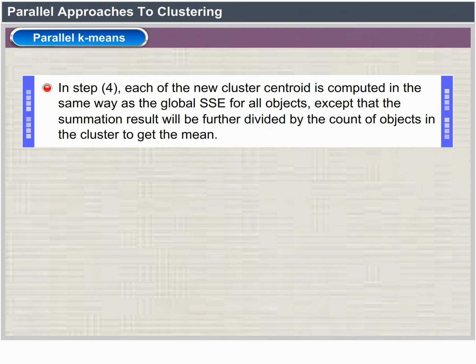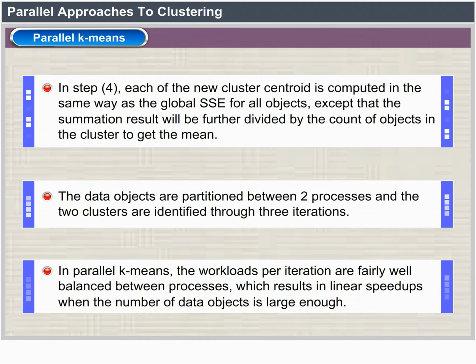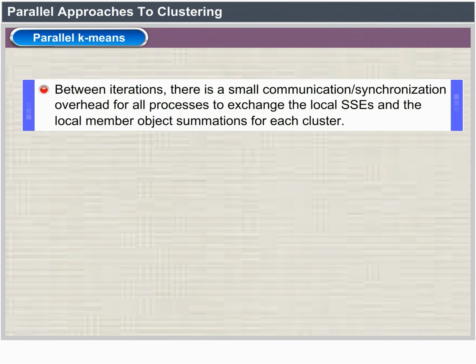The data objects are partitioned between two processes and the two clusters are identified through 3 iterations. In parallel K-means, the workloads per iteration are fairly well balanced between processes, which results in linear speedups when the number of data objects is large enough. Between iterations, there is a small communication synchronization overhead for all processes to exchange the local SSEs and the local member object summations for each cluster.